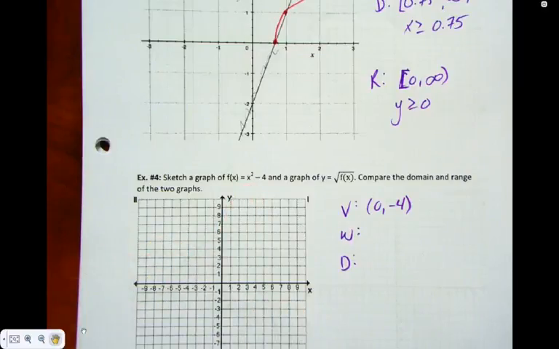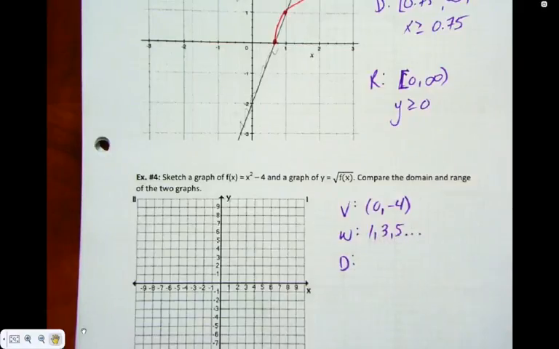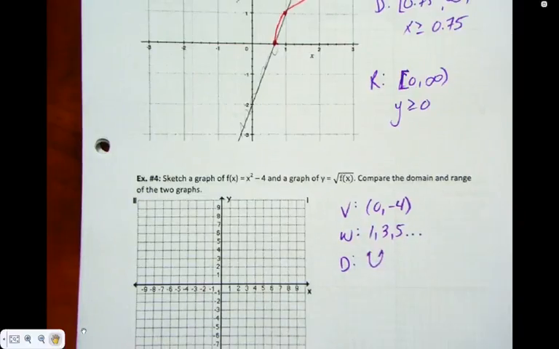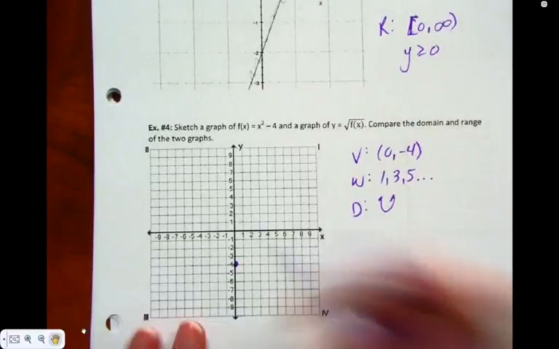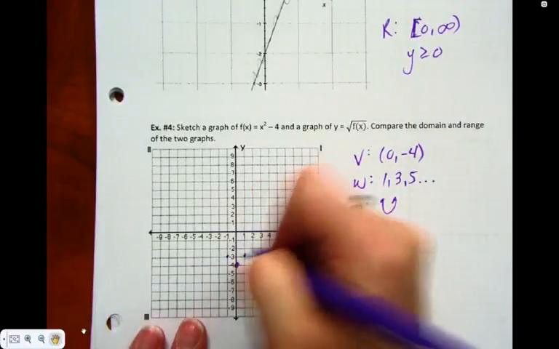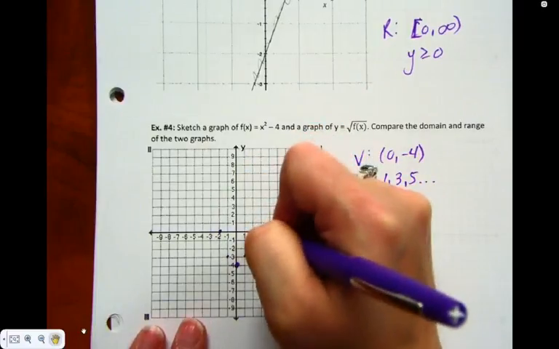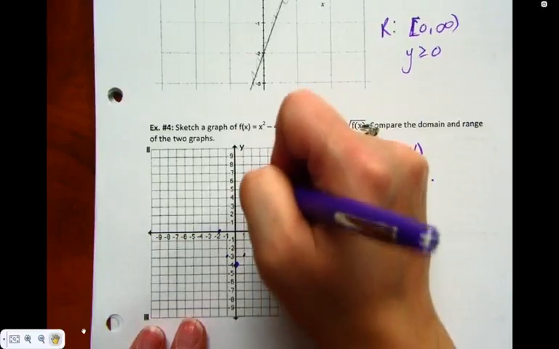The width. Confirm. The direction. Confirm. Okay, let's draw the parabola. So 0, -4. Up 1 over 1. Up 1 over 3. Over, I did that backwards. Over 1, up 1, over 1, up 3, over 1, up 5.